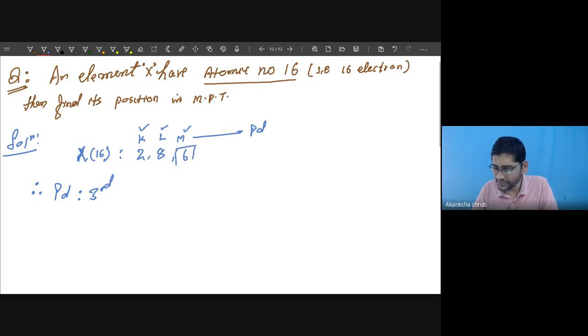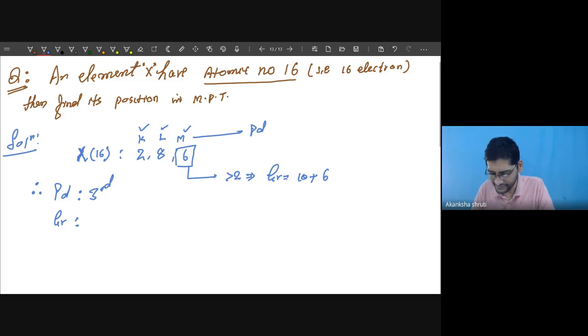What for the group? Just observe the last number. Last number is 6. What is this? It is greater than 2, students. If it is 1 or 2 falling, then it will be 1 or 2. But if it is more than 2, like 3, 4, 5, we need to adjust it. Getting no? So it is greater than 2. This implies the group is equals to 10 plus whatever this 6 is there. So the group number where it is going to fall is 10 plus 6 is equals to 16. So 16th group.